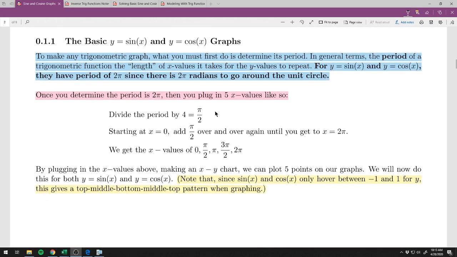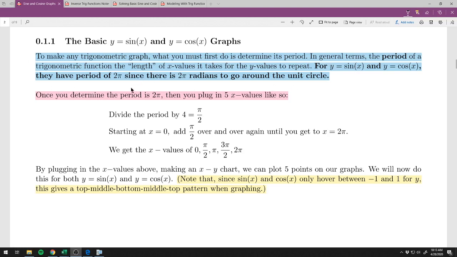So the basic graphs of y equals sine of x and y equals cosine of x. Here I'm going to talk about how you would go about doing it yourself in general. But I'll show you how the graph really looks on the calculator as well, because I won't be able to plot so many points that we can see the shape come up. It's just the general look of it.